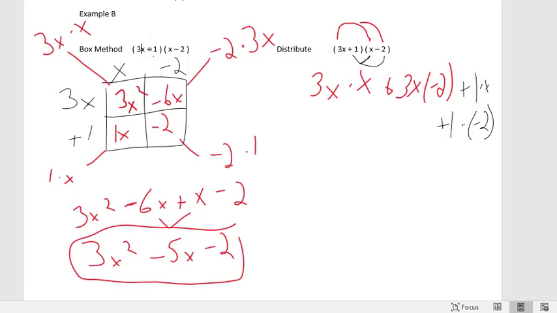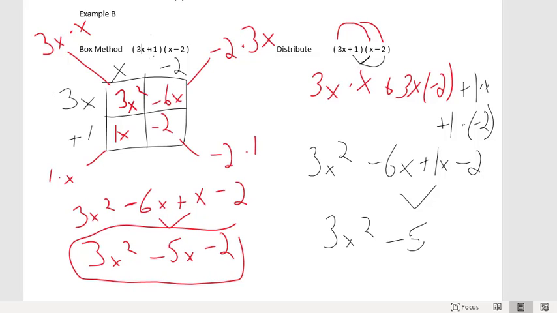Okay, now I'm going to go through and simplify. 3x times x is 3x squared. 3x times negative 2 is negative 6x. 1 times x is just x. And 1 times negative 2 is minus 2. Combine my like terms: 3x squared minus 5x minus 2. So we should get the same answer either way that you do it, whatever works best for you.